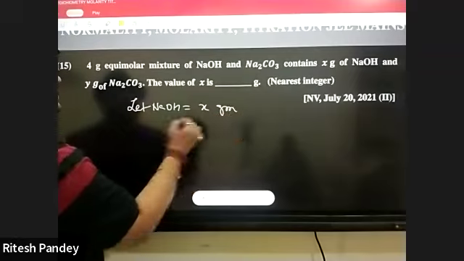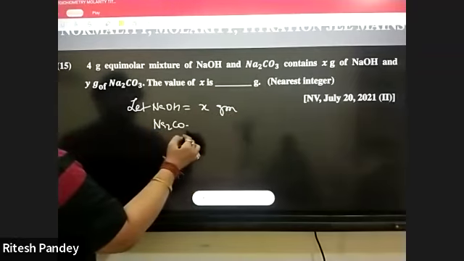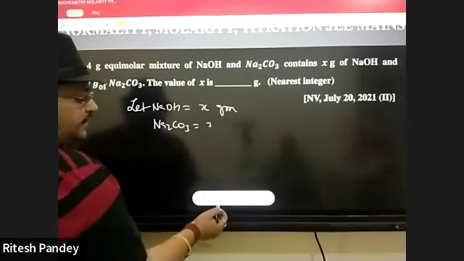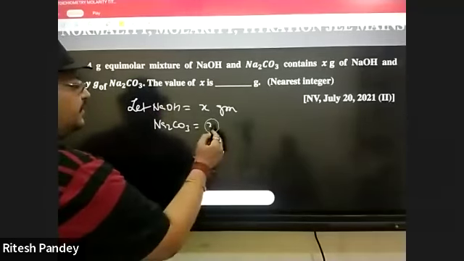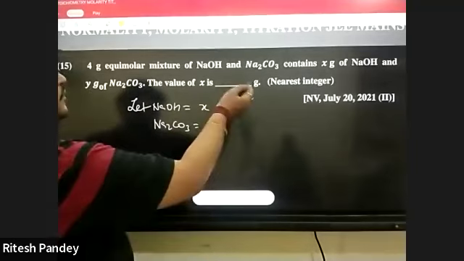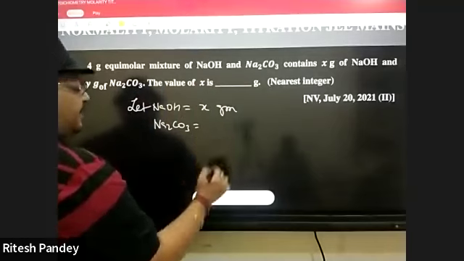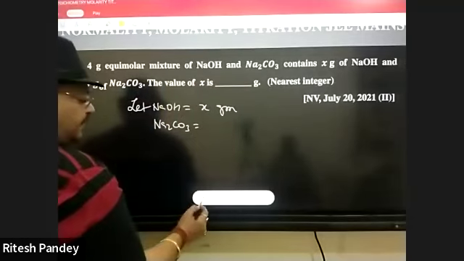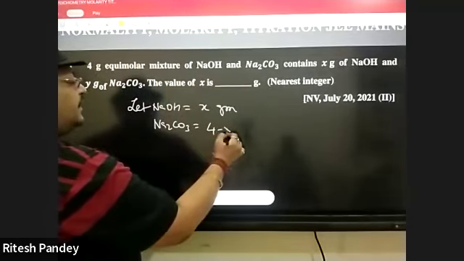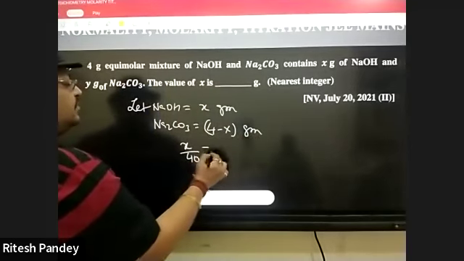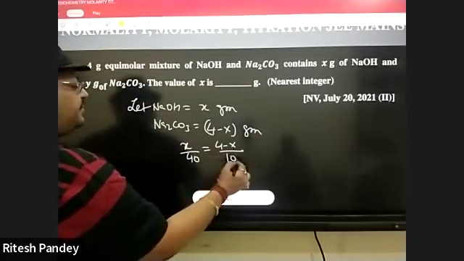If NaOH is x grams, then Na2CO3 is 4 minus x grams. There's no need to use two variables x and y. Equimolar is given, so you can take it as 4 minus x. And equimolar will certainly be x by 40 is equal to 4 minus x by 106.